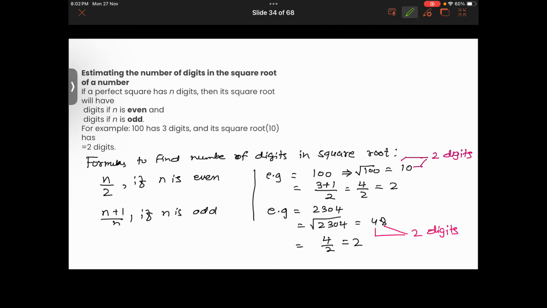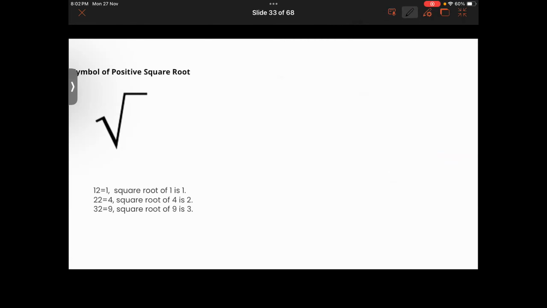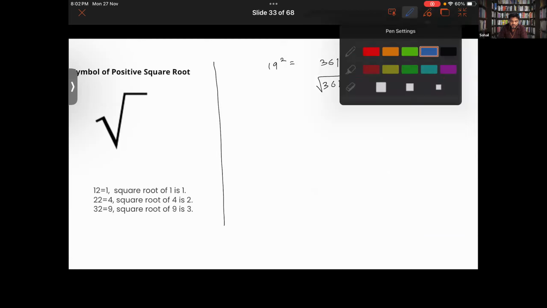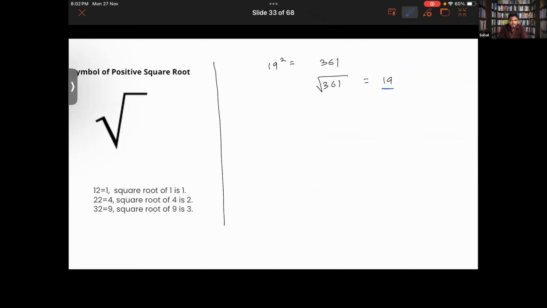Now, further we are going to find out, for example, if I have the number 19 square, it is 361, that I know. 19 square is 361. Now, square root of 361 will give you 19. Here I see there are 2 digits, and the number of digits here are 3.